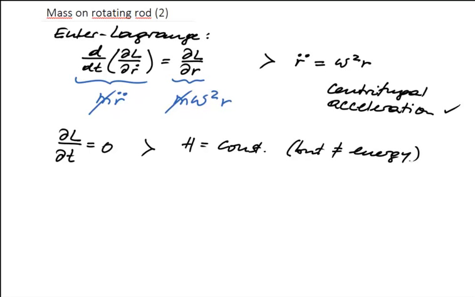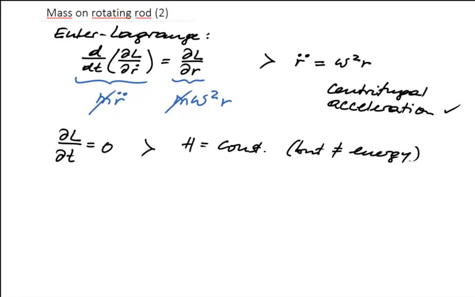Well, this is not surprising because as the rod is rotating, we are providing energy from the outside to the system. It's not a closed system, it's a driven system, like a driven harmonic oscillator. And there we supply energy from the outside, and so we wouldn't expect the energy of the system to be conserved.